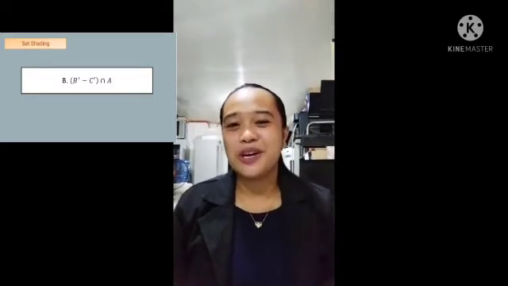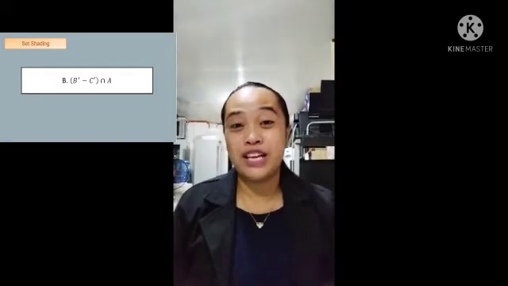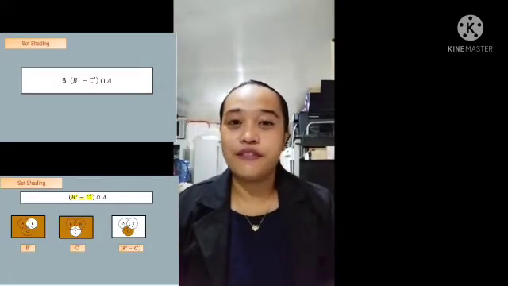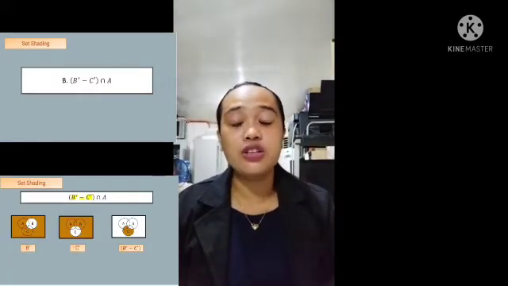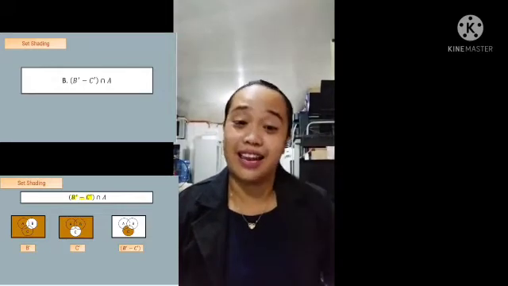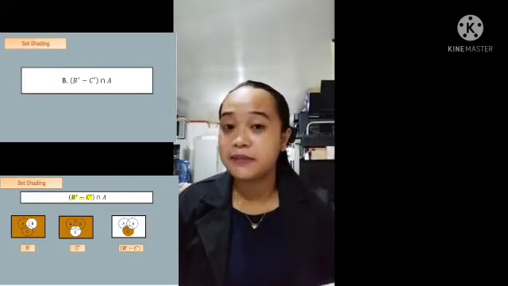This is Maris Kiduyak and I will be showing you how to shade the set equation: the difference between B complement and C complement, and the intersection with A. We will go first with B complement. The Venn diagram is shown there. We shade all the elements excluding the elements of B. So that is the B complement.